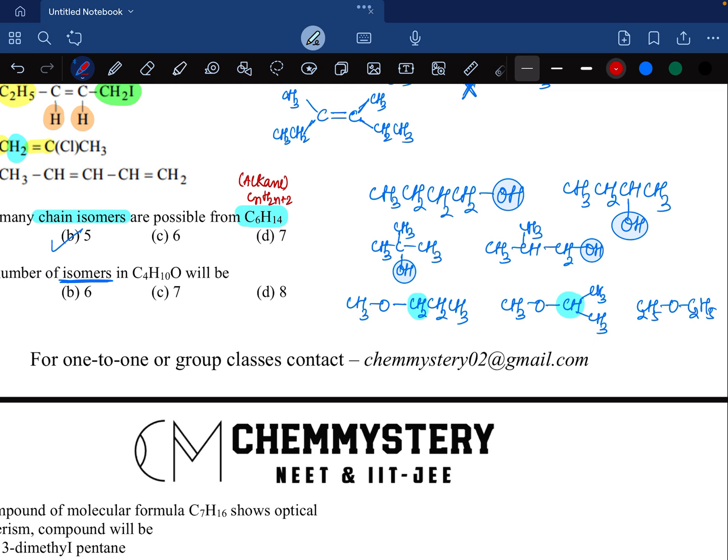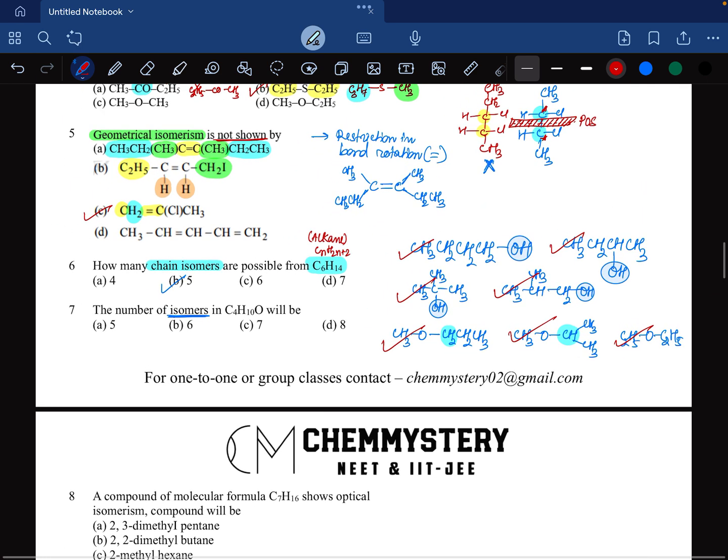Okay, so how many isomers are possible for this? 1, 2, 3, 4, 5, 6 and 7. Total 7 isomers will be possible. So my answer for 7 will be C. Done.